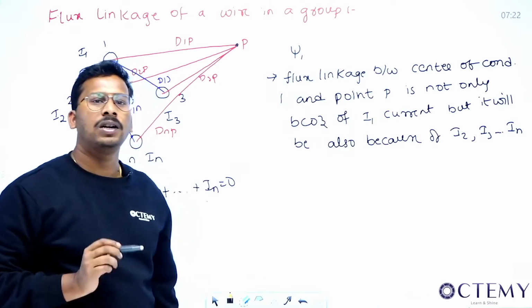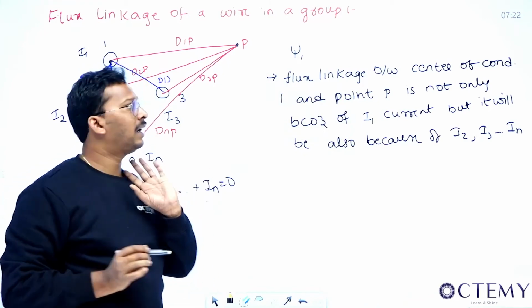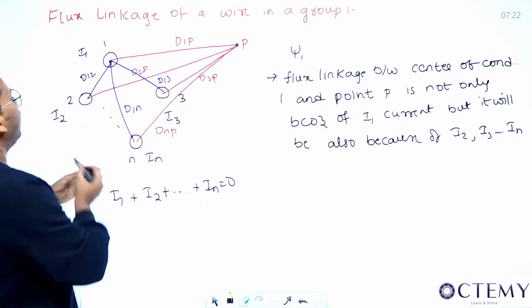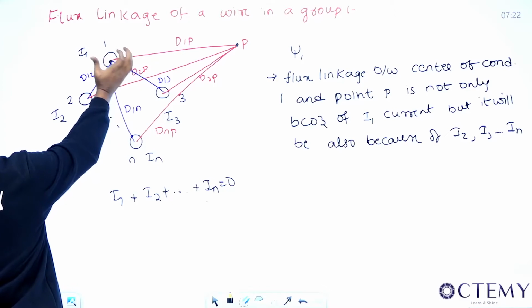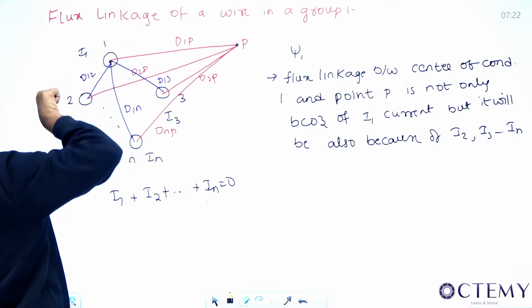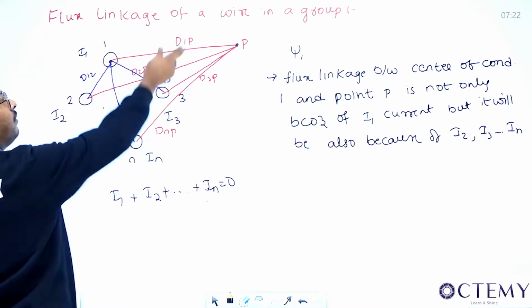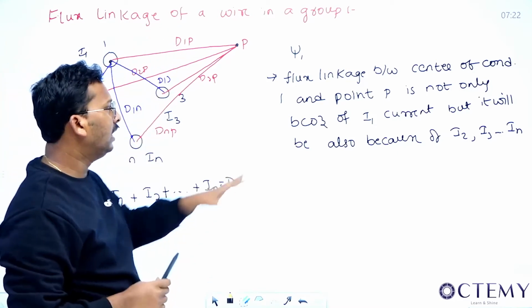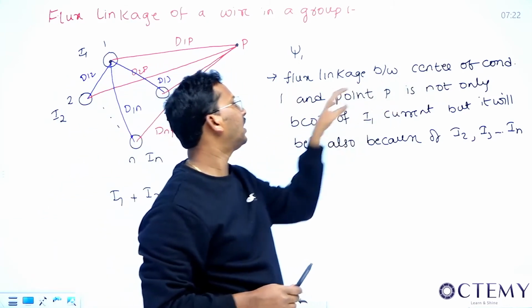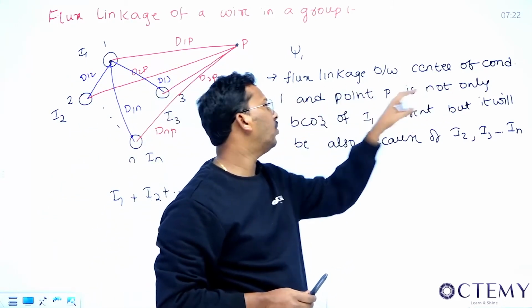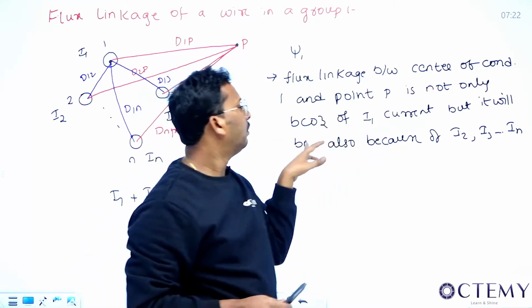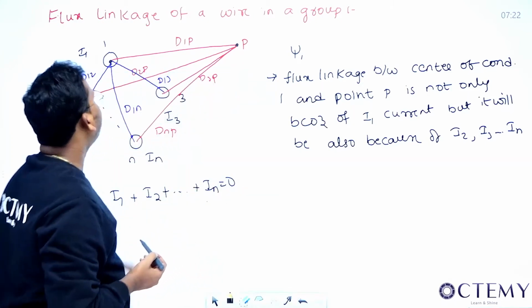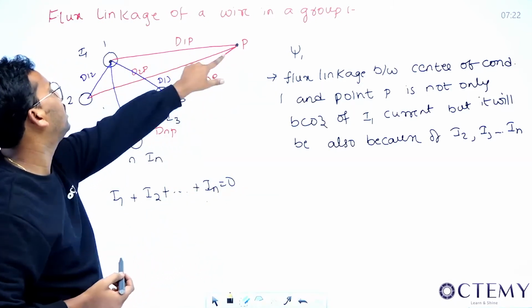Right? Because generally what is flux linkage, sir? Current into number of turns, right? The current is there in this, the current is there in this, the current is there in this, the current is there in this. Now this current, assume, is going in like this. So if it is coming out, the flux linkage will be like this. Then this is going in, so it will try to oppose it. So I have to find the net flux linkage between point 1 and point P. Right? So that's what I've written. The flux linkage between the center of conductor 1 and point P is not only because of the current I1, but it will also be because of I2, I3, and then so on. Right? So let me first find the flux linkage between these two.